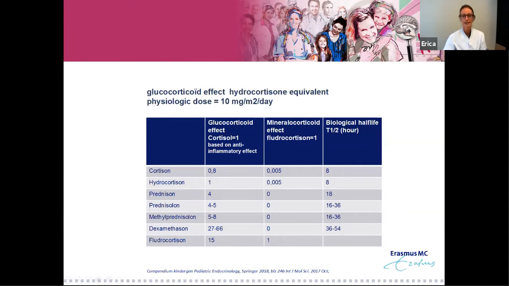And here you see a table in which you can calculate that. For prednisone, usually the effect is 4 to 5 times stronger than hydrocortisone, and for dexamethasone, depending on what type of outcome parameter you look at, it's around 30 to maybe 60, and some think even higher effect than hydrocortisone. It's really much stronger.